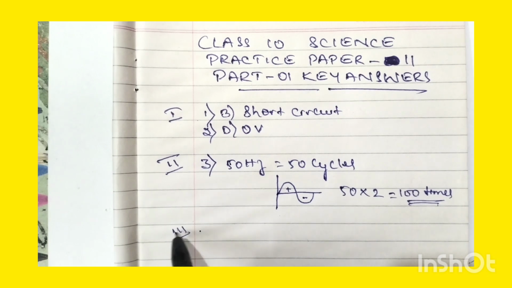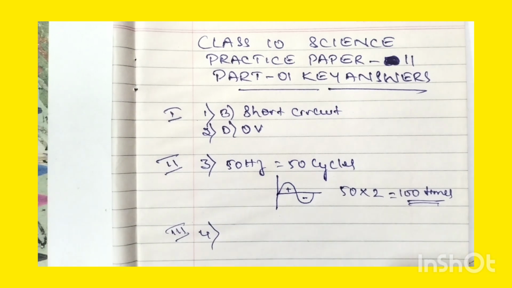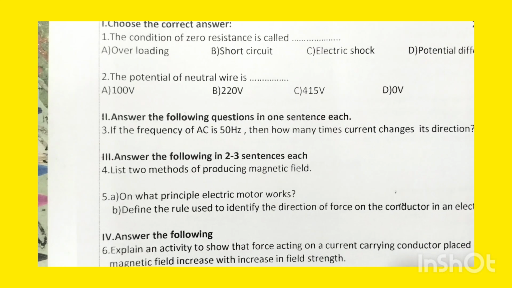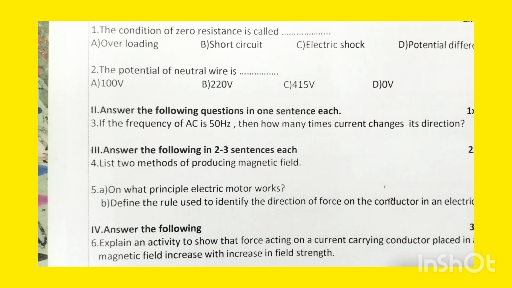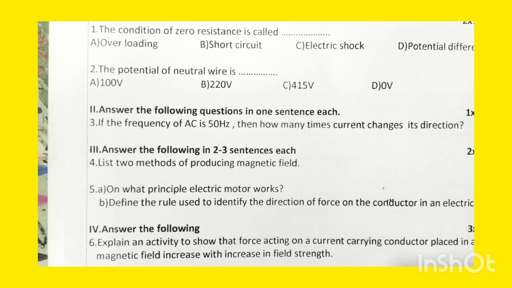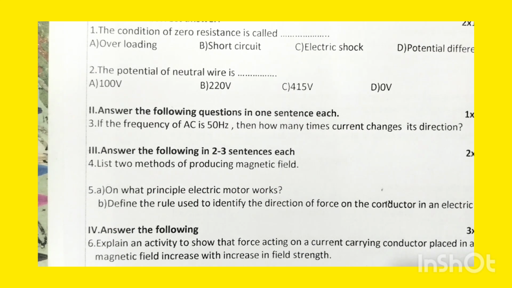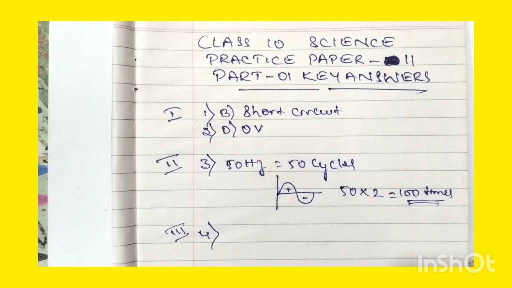So now let us move to the third main, that is the fourth question. So the fourth question is: list the methods of producing magnetic field. So there are two methods of producing a magnetic field. Let us now write those two methods.